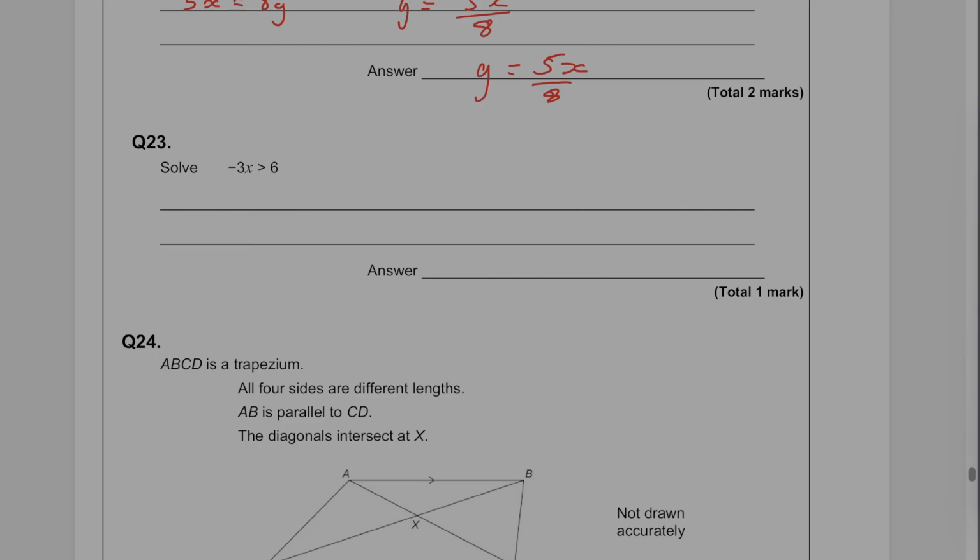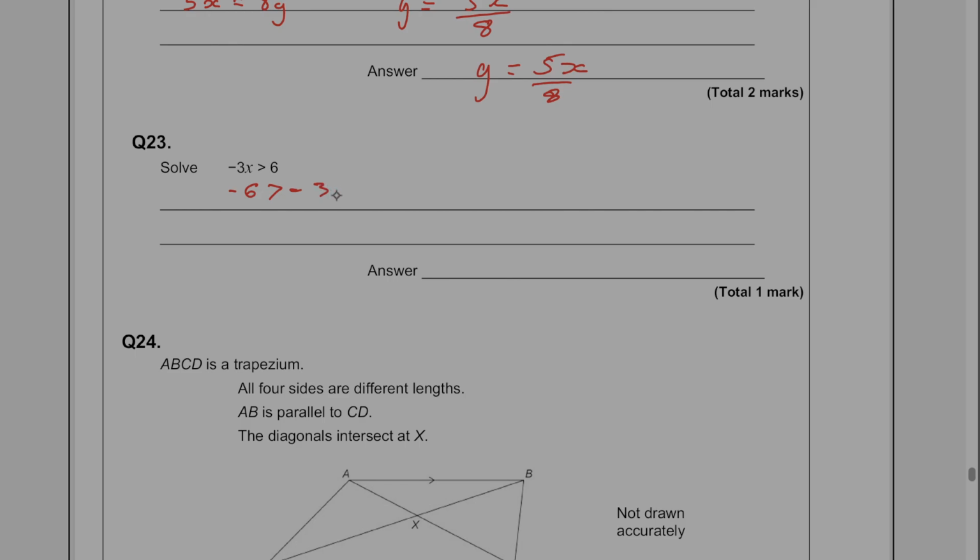So I've just had a mini glitch. I'm not sure where that writing's gone. So again, let me just do that quickly. If I move these to the other side, I would get -6 is greater than 3x. Not -3x, greater than 3x. If I divide both sides by 3, I get -2 is greater than x. So that means that x has to be less than -2. You can divide by -3 for your first step, provided you remember that you need to flip your inequality symbol over.